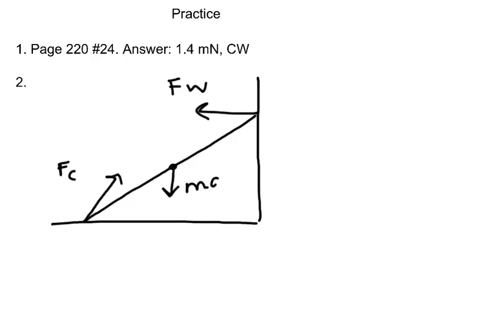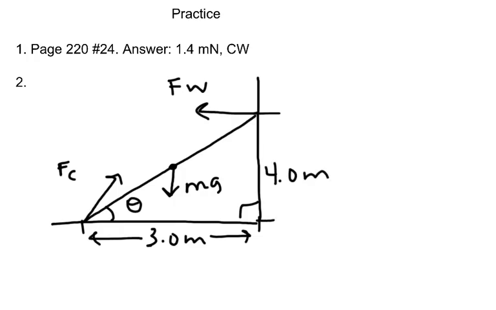We'll call that mg. This is a right triangle here, or right angle. We have an angle here I'll call theta. We're going to make this length here 3 meters. We're going to make the vertical height 4 meters. So by using Pythagorean's theorem, you can find the length of the ladder. The mass of the ladder is 12 kilograms.